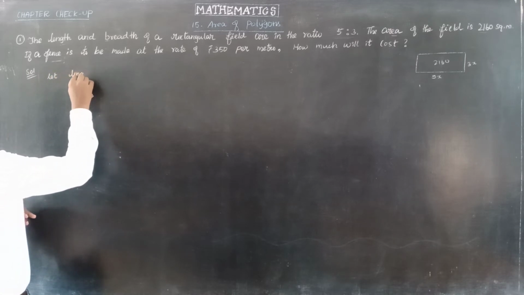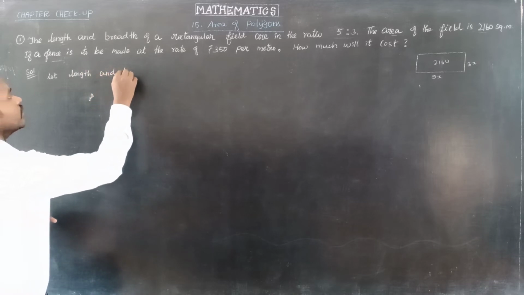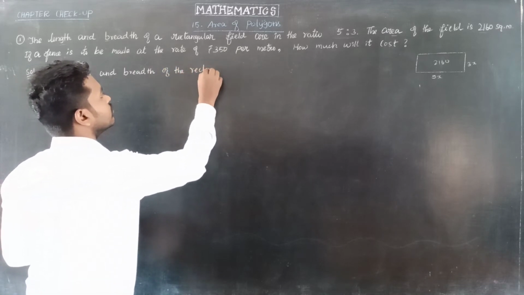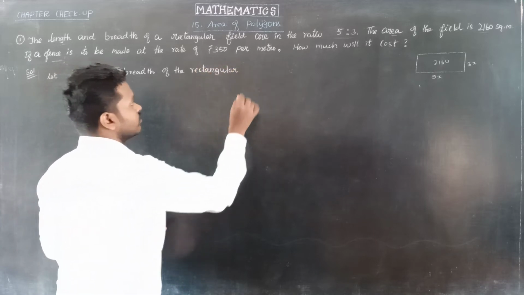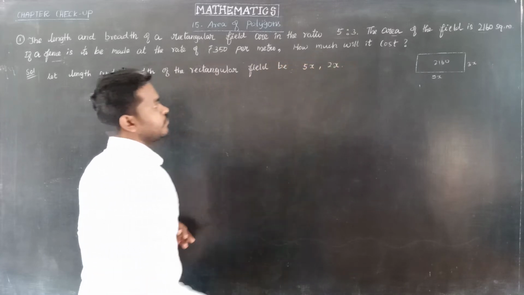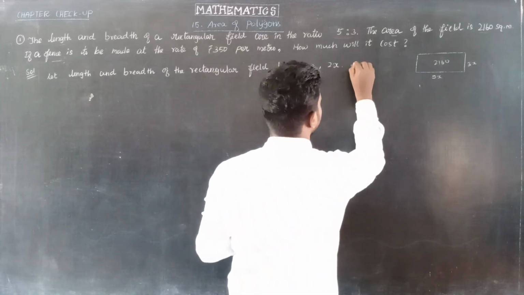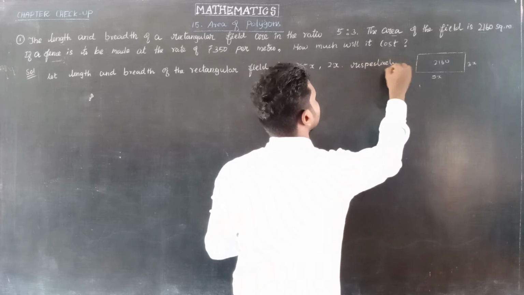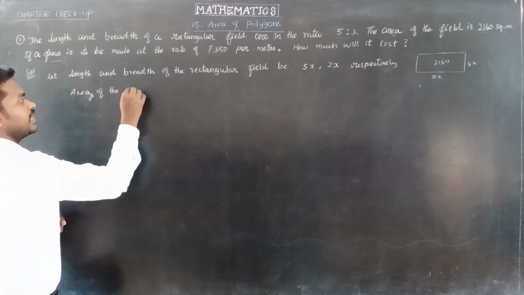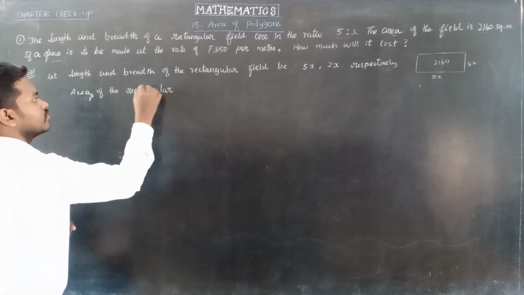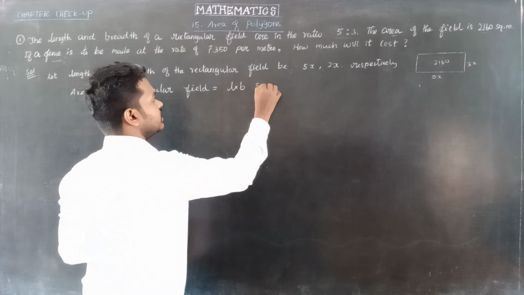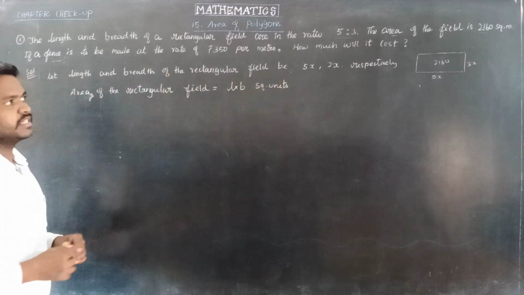let us consider the length and the breadth of the rectangular field. So 5x, 3x: 5x is the length and 3x is the breadth, respectively. So the area of the rectangular field is equal to L into B, length into breadth, square units. So the area of the rectangular field is 2160.